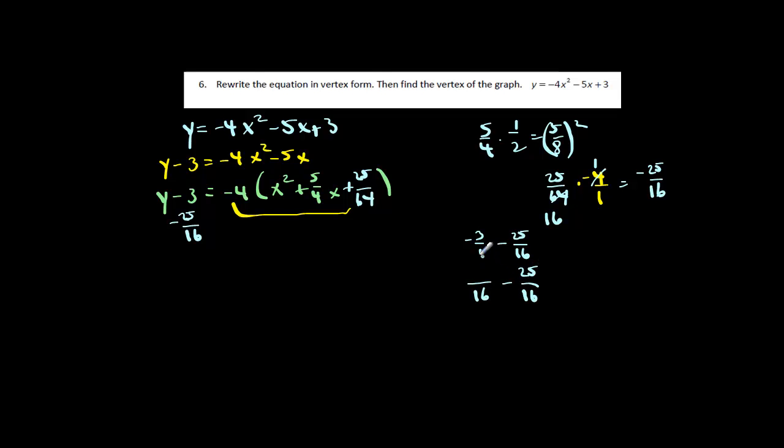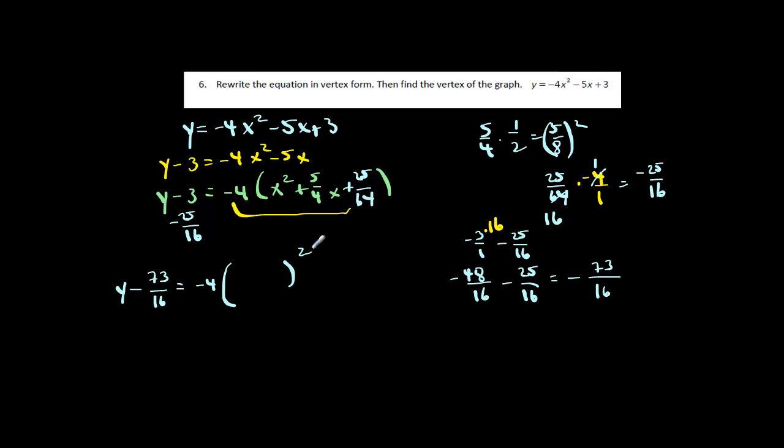1 goes into 16 sixteen times, so I have to multiply 3 by 16. That's going to give me -48. Again, we have some ugly numbers. 48 and 25 is 73. So we're going to have y minus 73/16 equals -4 times.